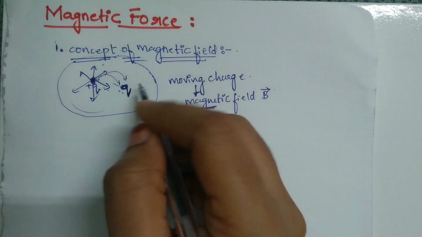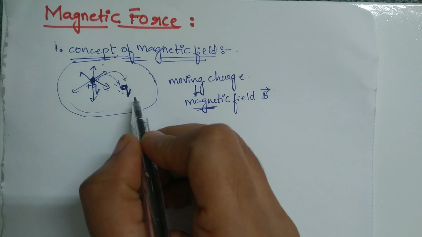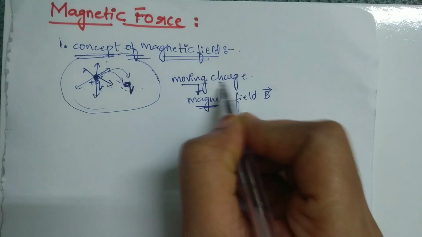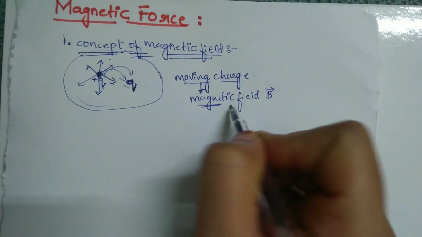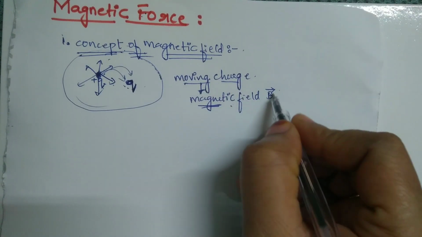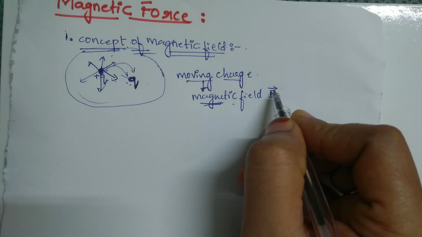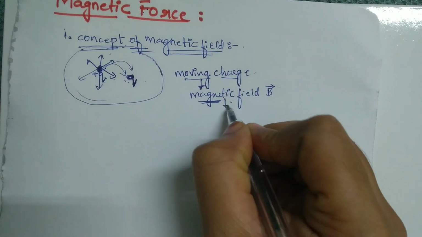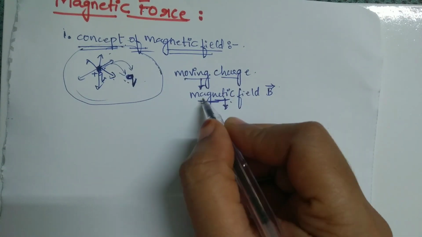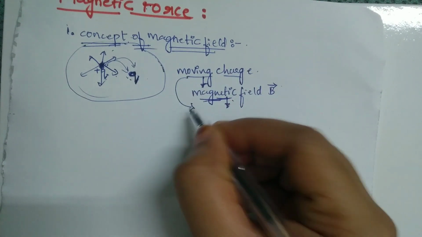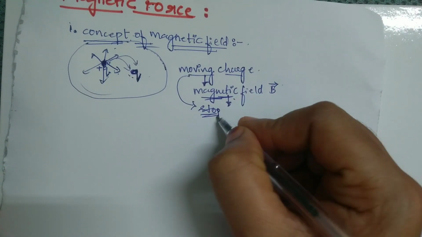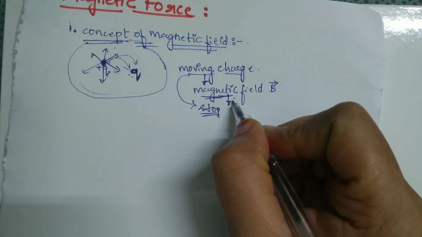Similarly, just as a static charge produces an electric field, conductors carrying current, or moving charges, produce the magnetic field, which is denoted by capital B. Okay, so here the magnetic field disappears. This is very important. The magnetic field will disappear as soon as the moving charges stop. When the moving charges stop, the magnetic field will vanish.